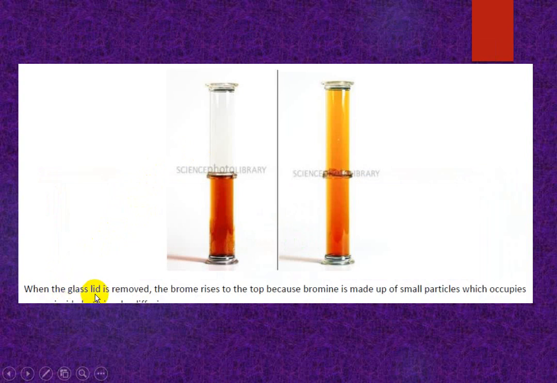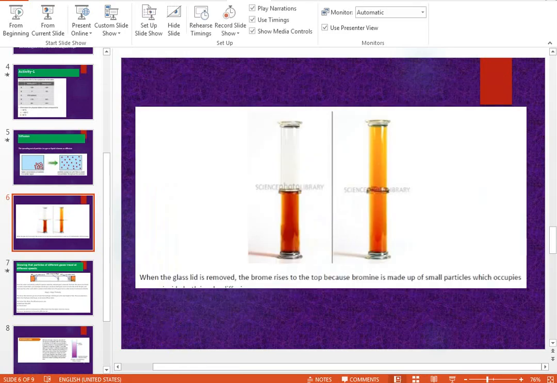Like when you take a glass lid, here is bromine water. Bromine water contains bromine gas. These are two jars, one jar here and another jar here, with a lid between the two jars. When you open the lid, the bromine-colored gas moves throughout the gas part, throughout the other jar also.